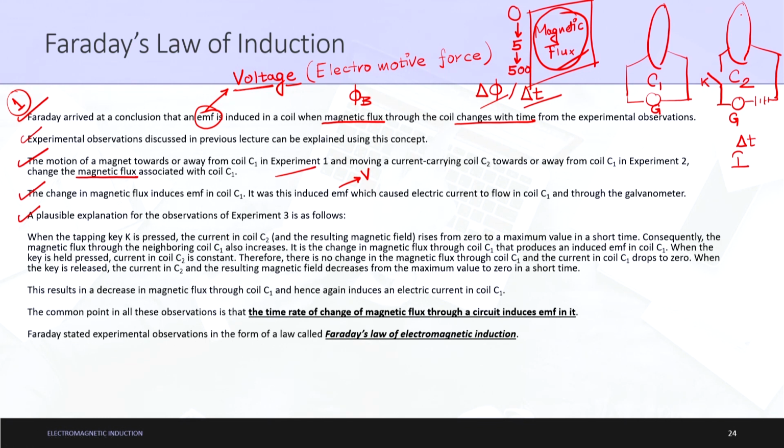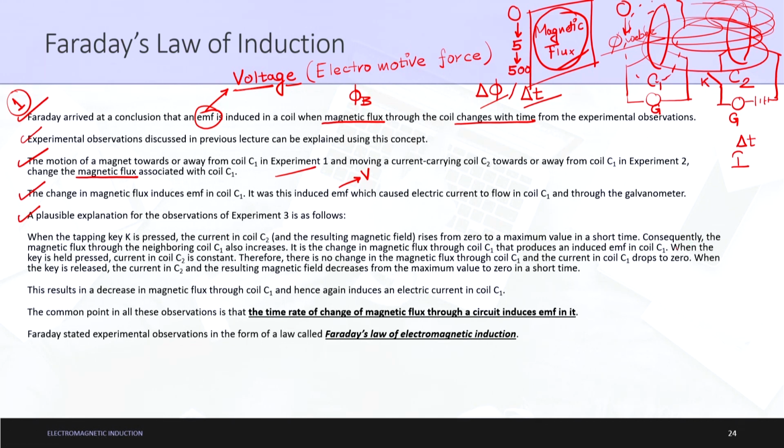So, due to this, a magnetic field will surround, and first of all at this location there was a magnetic field of 0 Webers, and then it changed to, let us say, 5 Webers. So, because there was a change in magnetic flux, it is the change in magnetic flux through coil C1 that produces an induced EMF in coil C1. When the key is held pressed, current in coil C2 is constant.